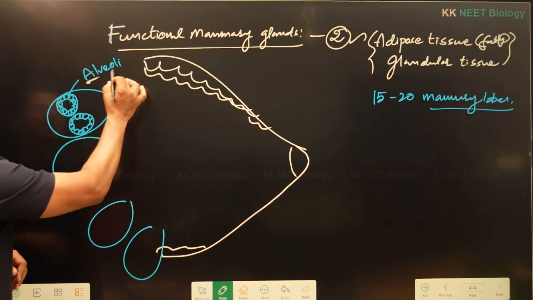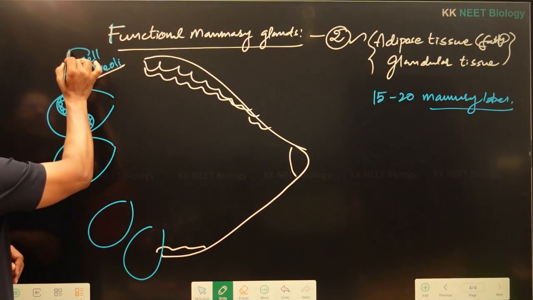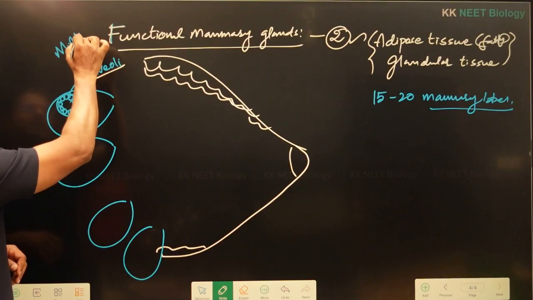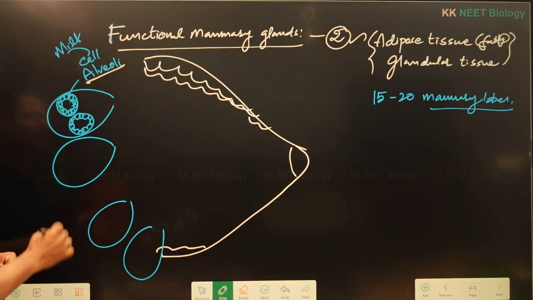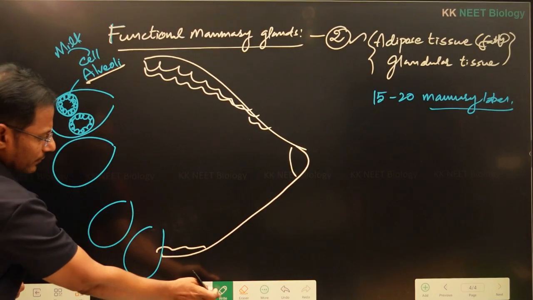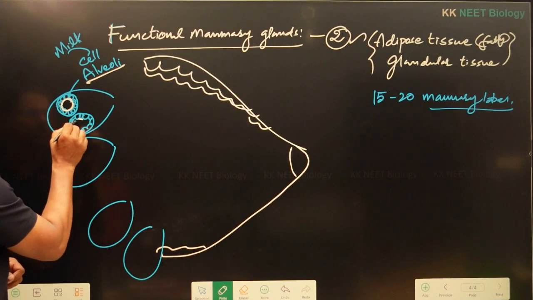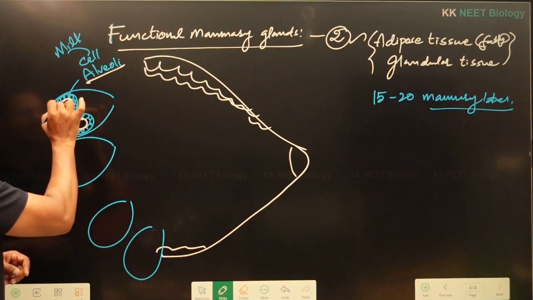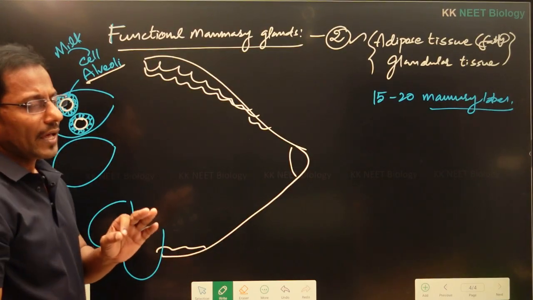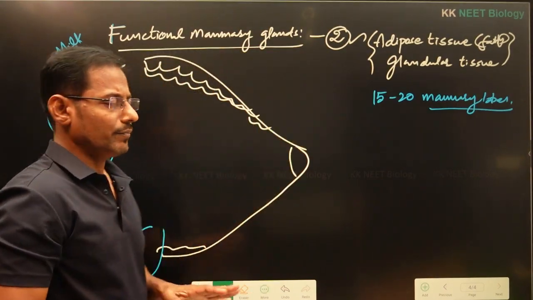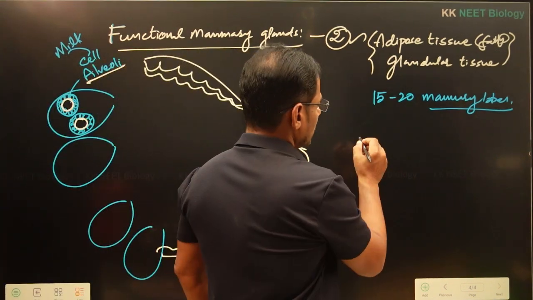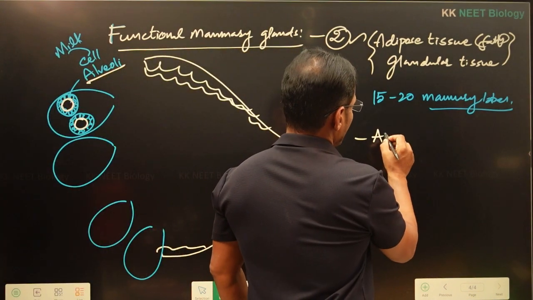Generally these alveolar cells secrete milk. Okay, and this is the alveolar lumen. This is the lumen of the alveoli. Generally, the lumen of the alveoli stores the milk. Remember that, you should observe carefully.